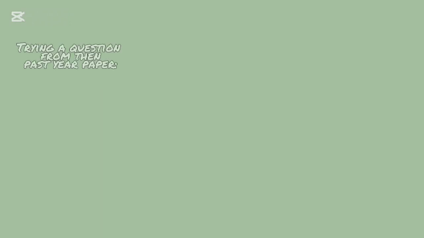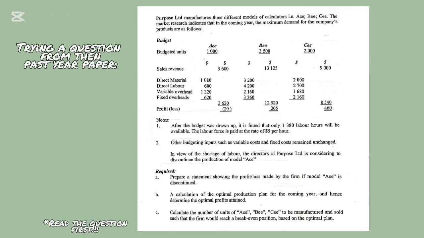Now, let's try some questions from the past year paper. Purpose Ltd manufactures 3 different models of calculators, A, B, and C. The market research indicates that in the coming year, the maximum demand for the company's products is as follows. The budget is given: budgeted units of A, B, and C, sales revenue, direct material, direct labor, variable overheads, fixed overheads, and profit or loss.